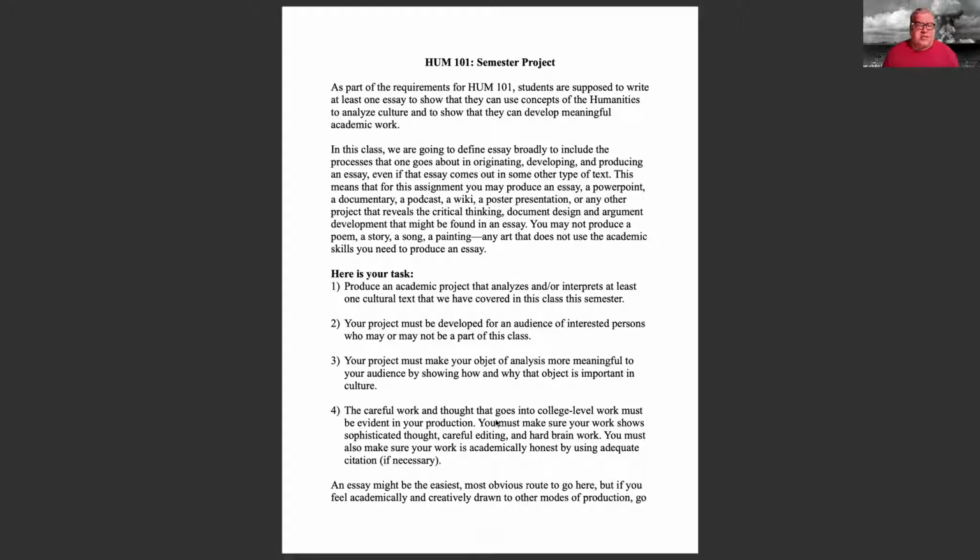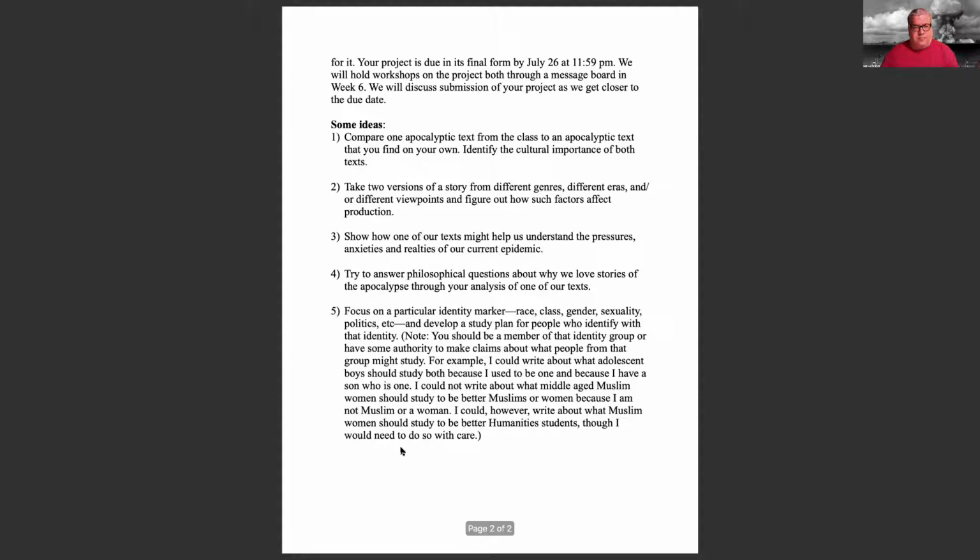You cannot just take words and ideas and arguments off of somewhere online and put them into your essay without citation. You must use citation, or else you are running the risk of being accused of academic dishonesty and plagiarism. An essay might be the easiest, most obvious route to go here, but if you feel academically and creatively drawn to other modes of production, go for it.